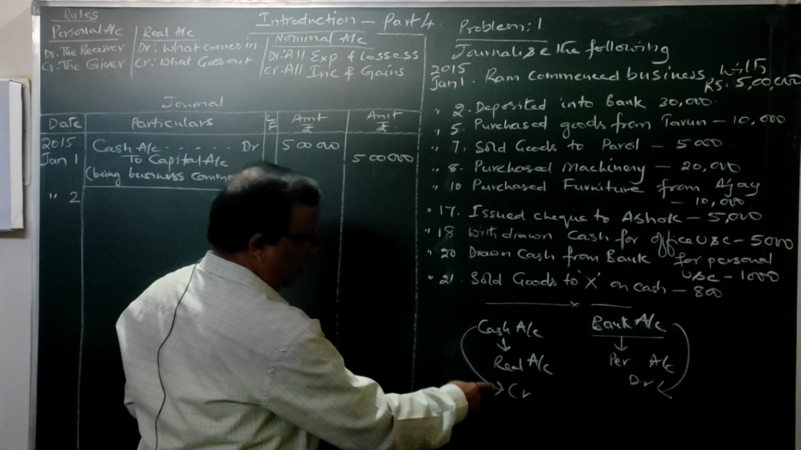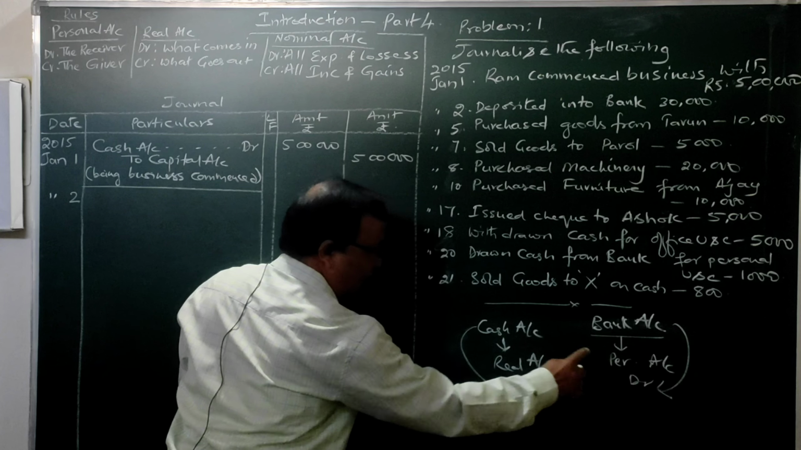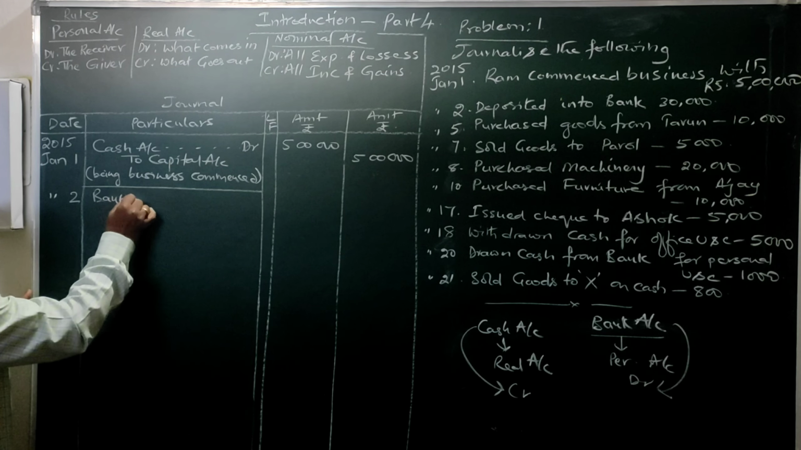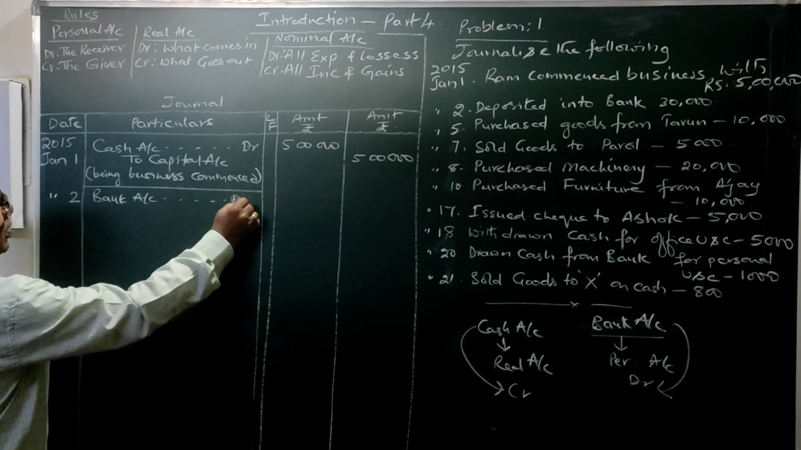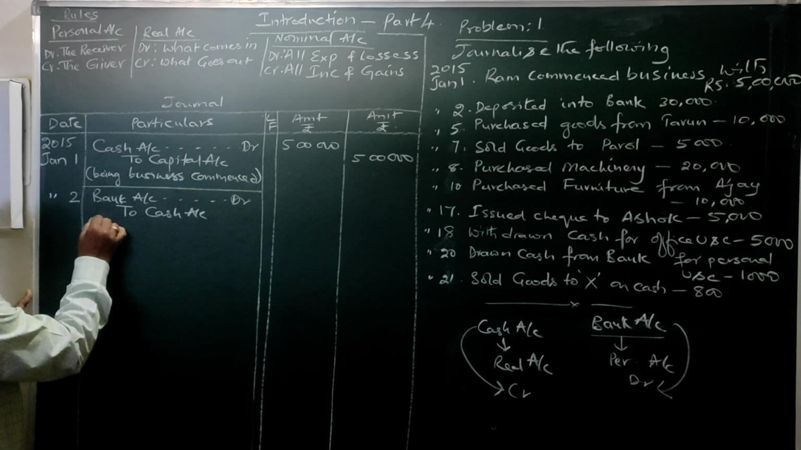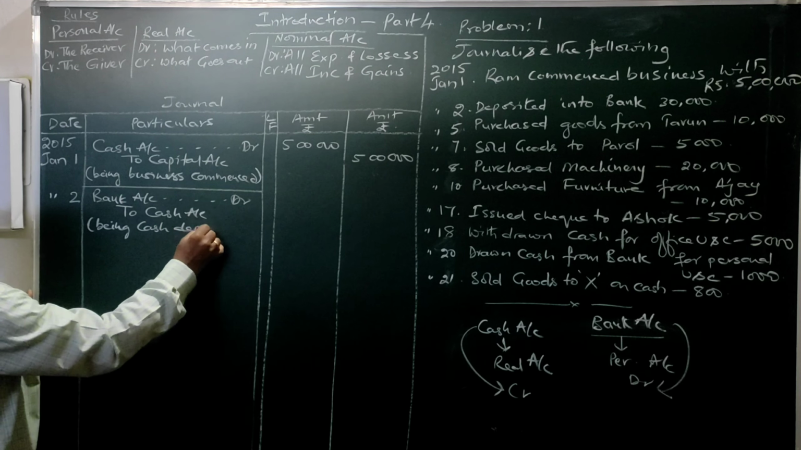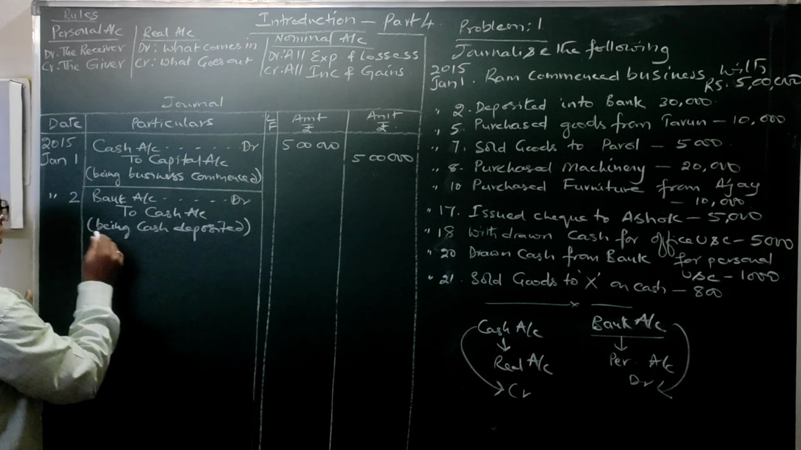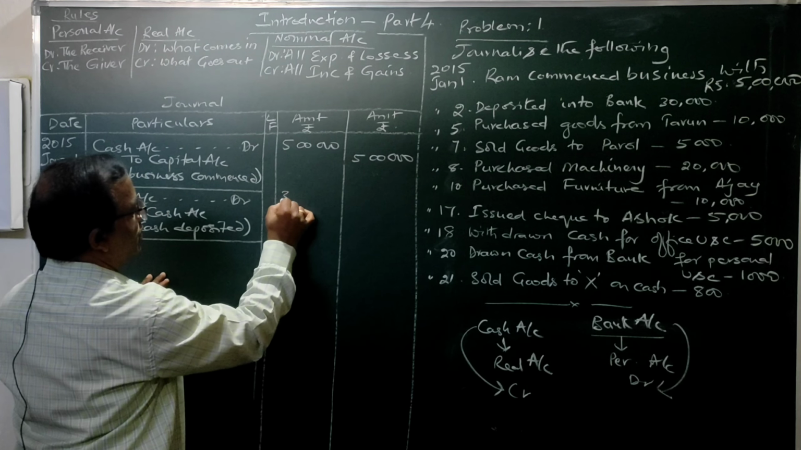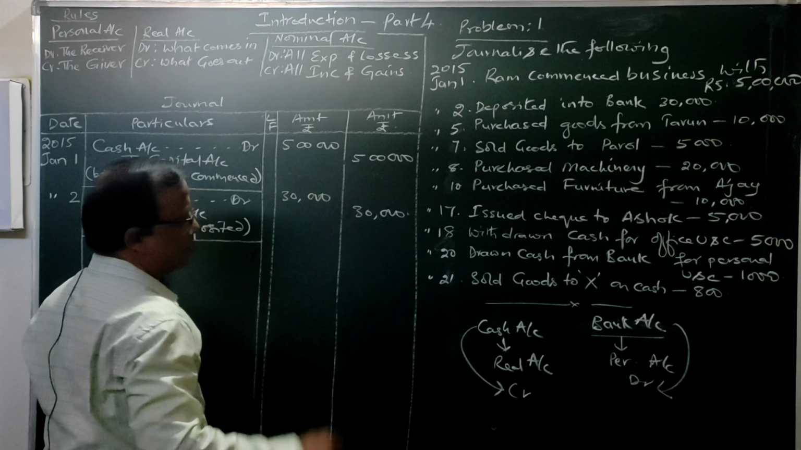So our entry should be, the account which we are debiting should be written first there. So bank account debtor to cash account, there is our entry. Bank account debtor to cash account, being cash deposited. Okay, this is what we are going to write in the narration. How much amount? The amount is 30,000. So 30,000 you write down like this, 30,000.